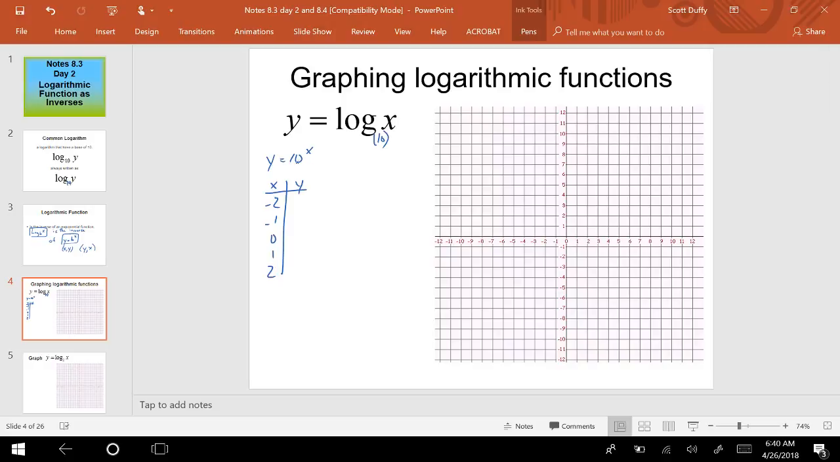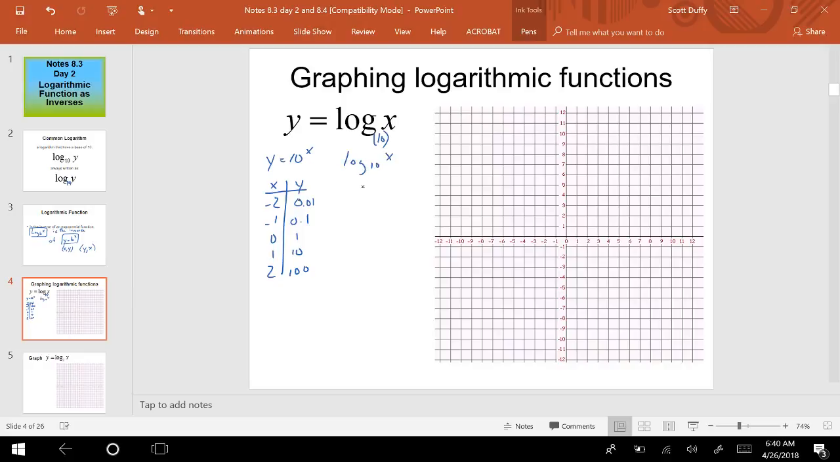Okay, 10 to the negative 2 is 1 over 100, or 0.01. 10 to the negative 1 is 1/10, or 0.1. 10 to the 0 is 1. 10 to the 1 is 10. 10 squared is 100.